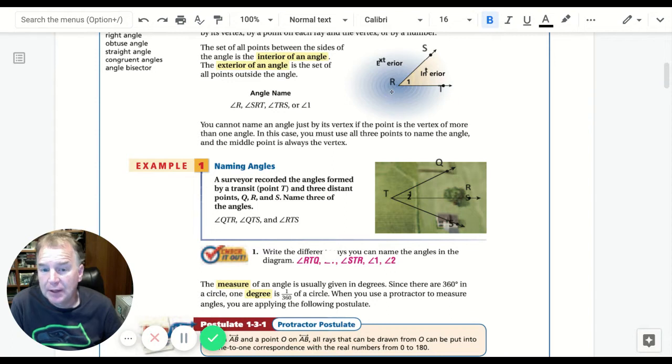Look up above at angle R right here. There is no doubt about what angle R is. There's only one angle there. But right here, angle T, there's several different angles and I can't tell which one's angle T. So always, if there's more than one angle, make sure you use 3 points, or you could use a number, and that would be specific. That top one's supposed to be angle 1, the bottom one's supposed to be angle 2.